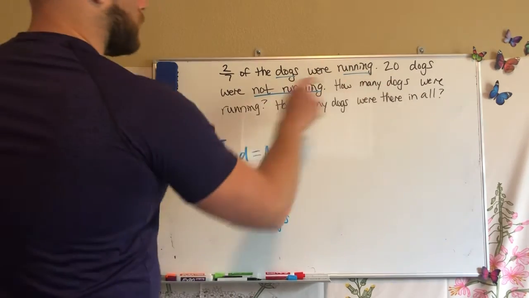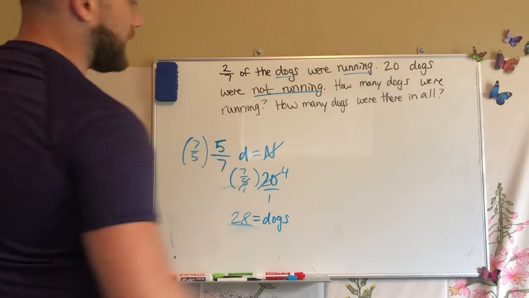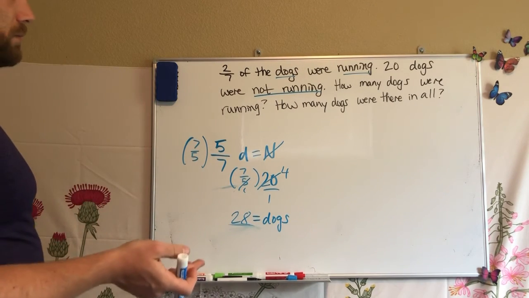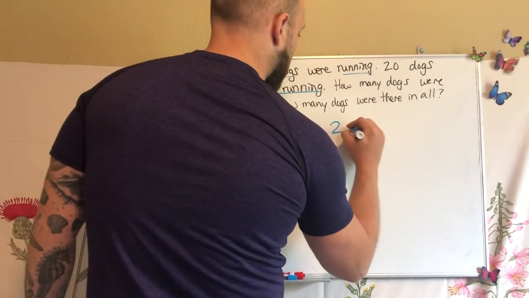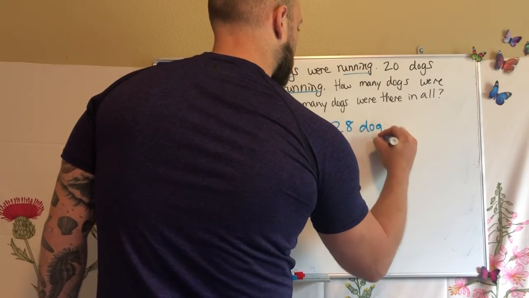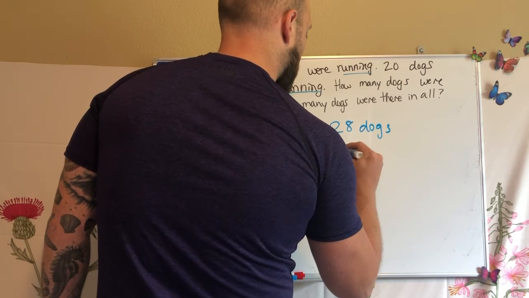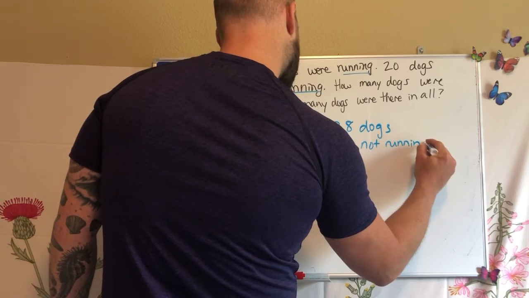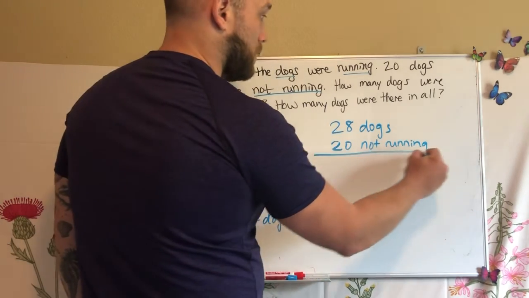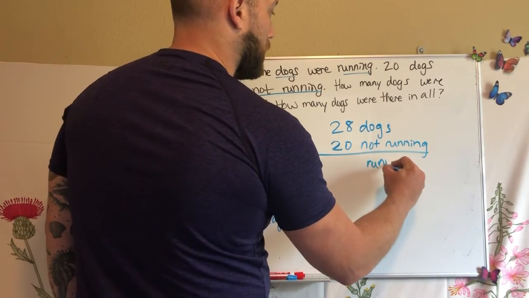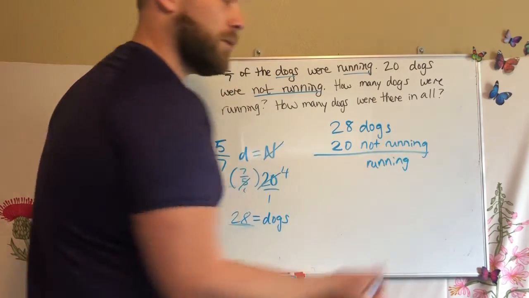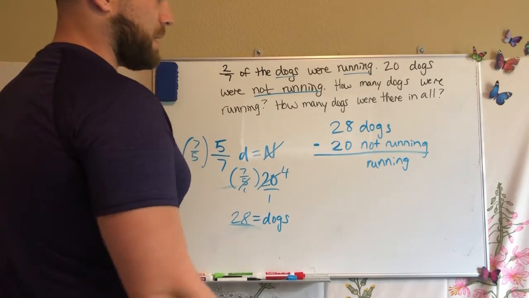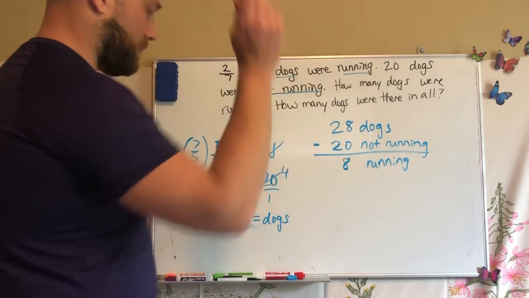So how many dogs were running? We still haven't answered that. We know that there's 28 dogs in all, and 20 of them were not running. So I have 28 dogs. 20 were not running. And now I need to know how many were running. What do I need to do? Subtract the numbers. And what's 28 minus 20? 8.